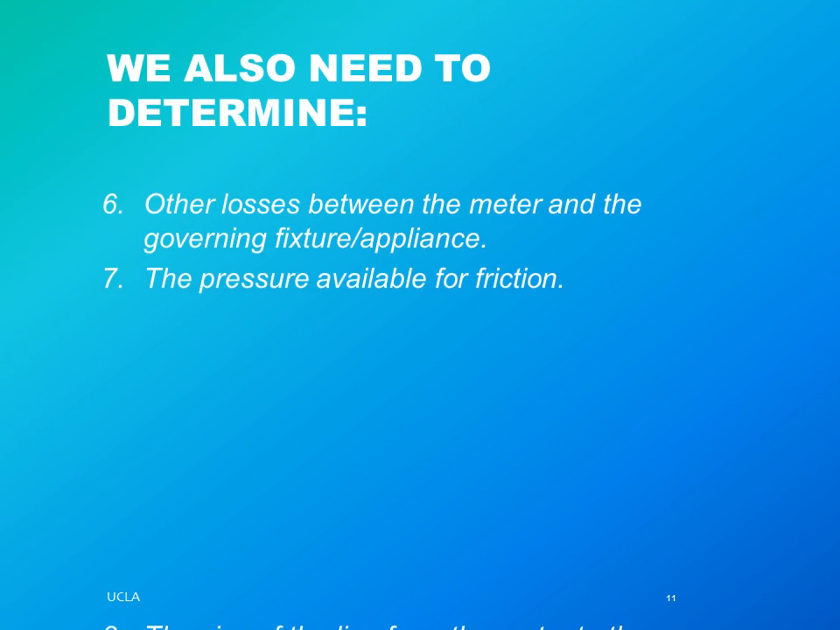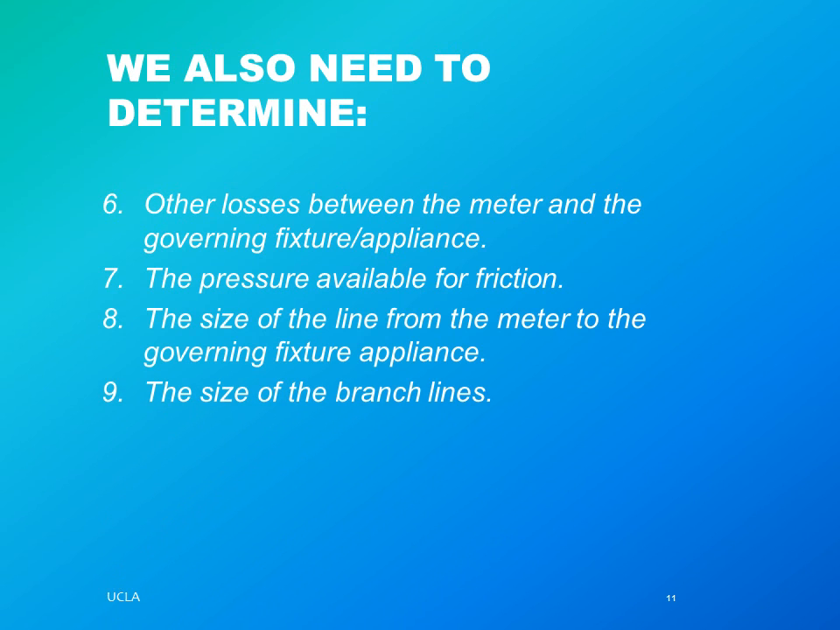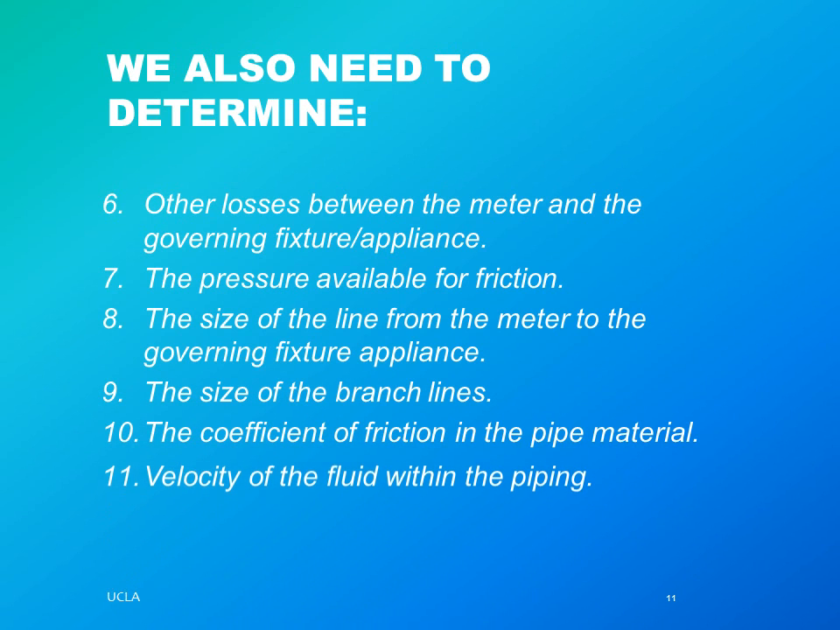We also need to determine other losses between the meter and the governing fixture or appliance or equipment. The pressure available for friction, the size of the line from the meter to the governing fixture, the size of the branch lines, the coefficient of friction in the piping material, velocity of the fluid within the piping. As the velocity increases, erosion increases to the power of 5, and as that happens, we get a bigger pressure drop. So it's important to keep your pipe sizes correct and conservative and keep your velocities down.